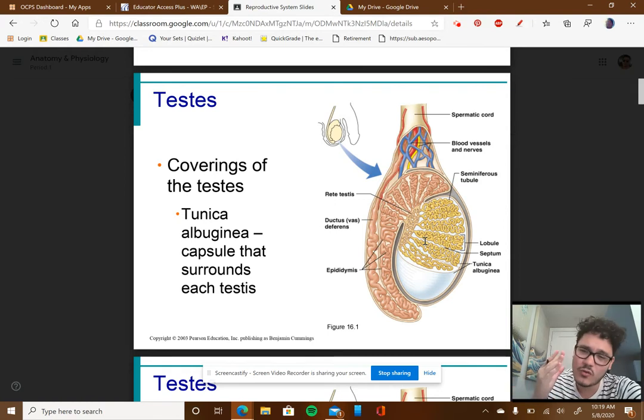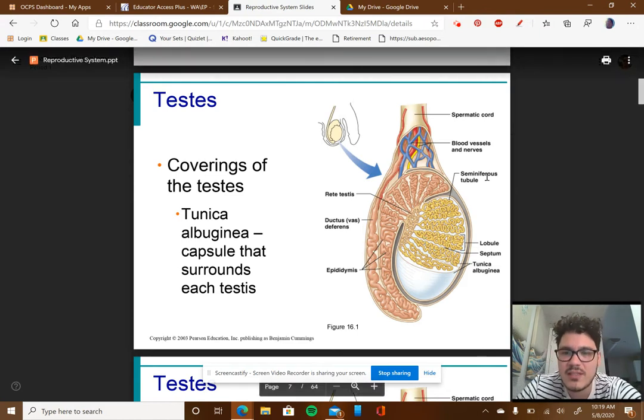So yes, if you do have a situation where one testicle is removed, it is very possible for procreation to still occur, but it does lower your numbers and possibly decrease the chance of successfully implanting with the ova. So that is something to be aware of.